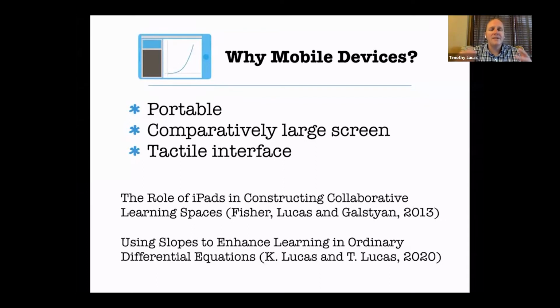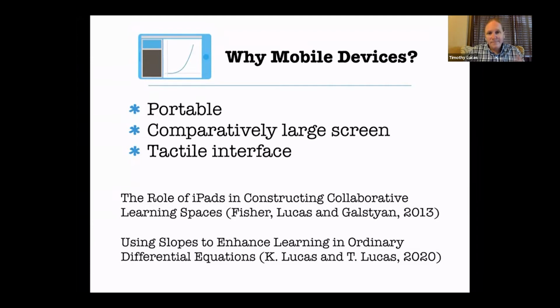I've found that students like using these devices, that they're more willing to collaborate using these devices. And so this has been a big part of what I've done in differential equations. So most recently, you can find a new paper that I wrote with my wife, where we did research on Slopes in the classroom, and that's up online in Primus about some of the stuff I'm going to talk to you about today, and it'll be in print soon, I believe.